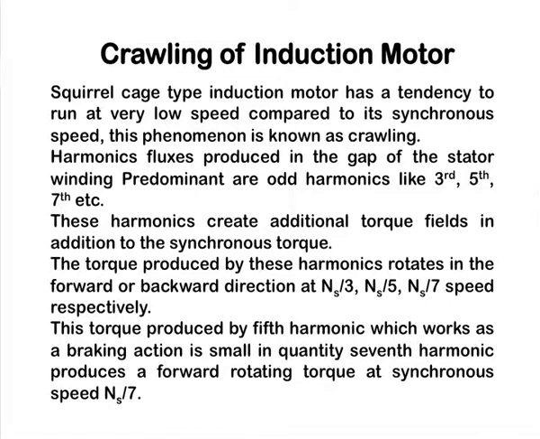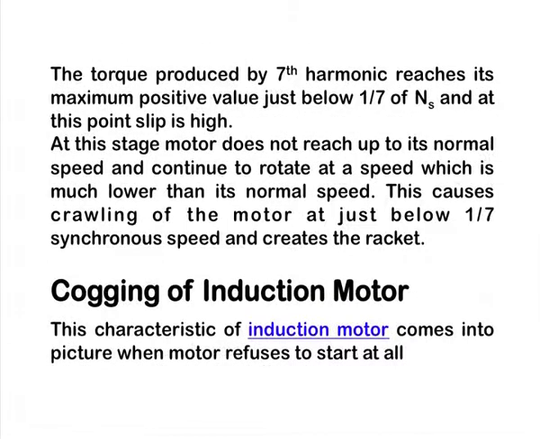As far as the fifth harmonic is concerned, it has a braking action, that is, it acts in the backward direction, but its role is very small because its magnitude is very small, hence it can be neglected. The dominant role is of the seventh harmonic. This seventh harmonic produces a forward torque which rotates at a speed Ns by 7. Now, the torque produced by the seventh harmonic reaches its maximum positive value just below 1/7 of the synchronous speed, and at this point slip is very high.